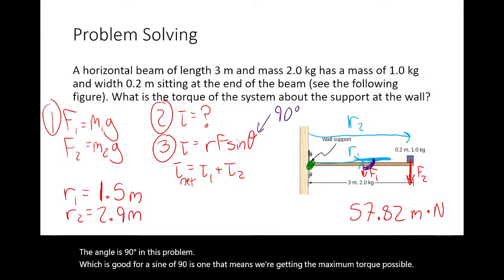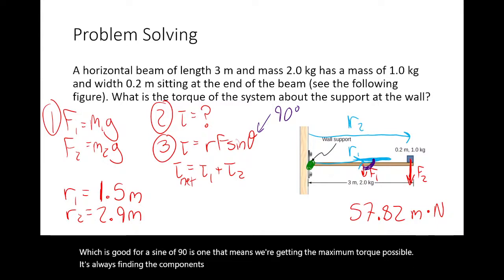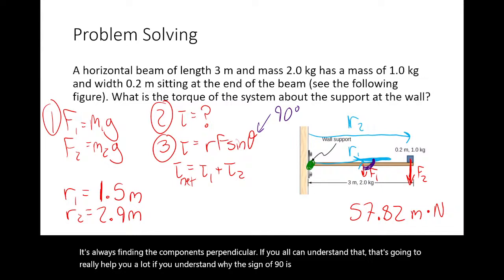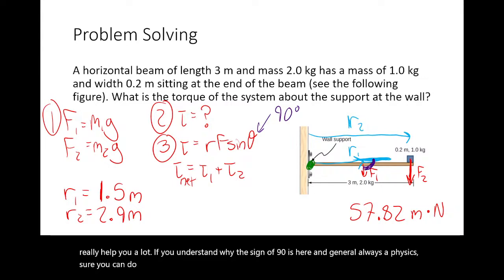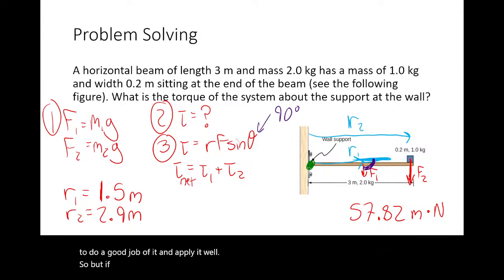It's always finding the component that's perpendicular. If you can understand that, that's going to really help you a lot, if you understand why the sine of 90 is here. In general, always with physics, sure, you can do the math, but if you don't know why the math is what it is, it's harder to do a good job of it and apply it well. But if not, you'll be fine.